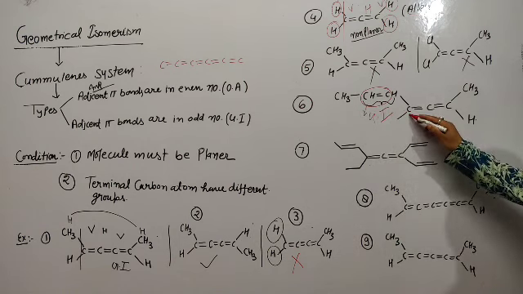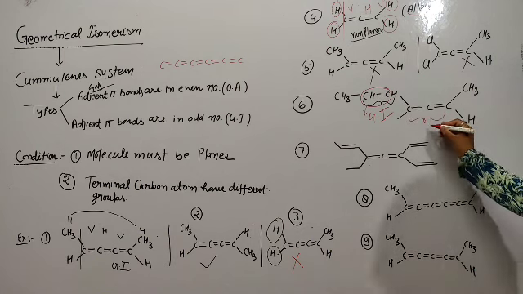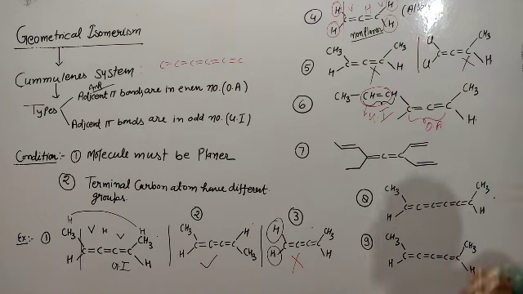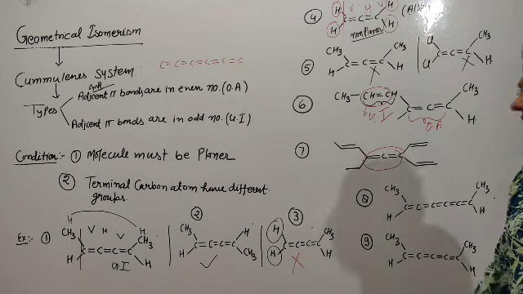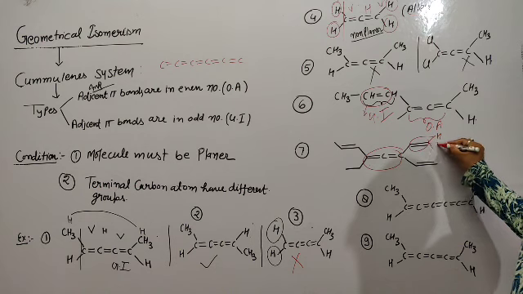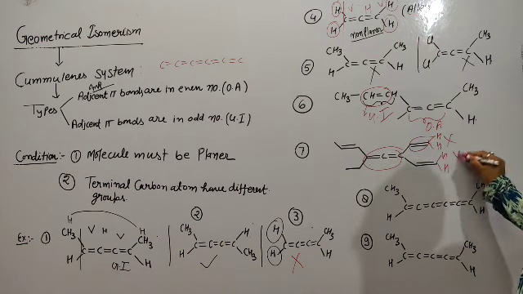Now here, student, what is this? An even number. So an even number of double bonds shows optical isomerism. Yes or no? Now come here: both groups are the same, hydrogen and hydrogen, so no geometrical isomerism here.